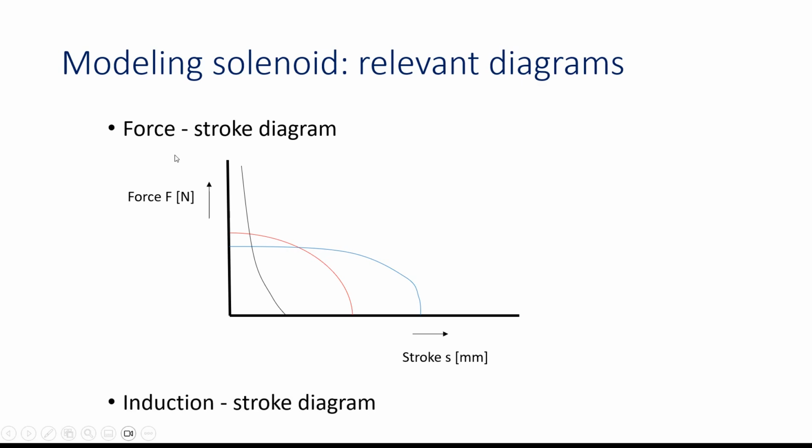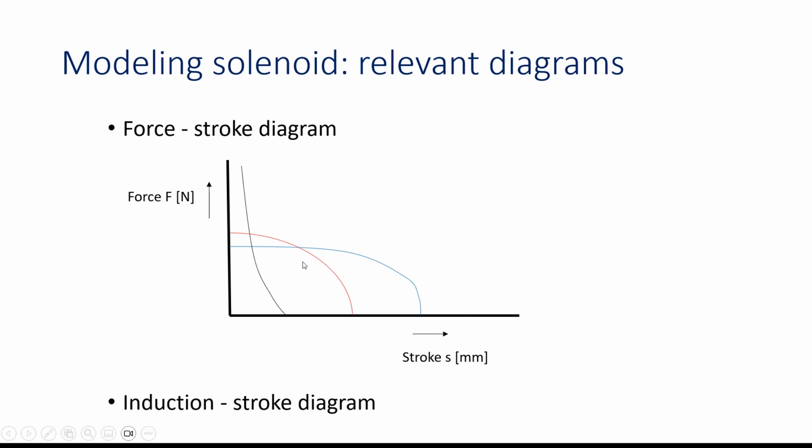And then we also have an inductance stroke diagram, often in a data sheet, which is another way of putting that dL/ds, so the derivative of that inductance value towards the position of the plunger. It's also often put in a diagram or in a table, and that data you can use for modeling that solenoid. So now we have modeled the electrical part of the solenoid.